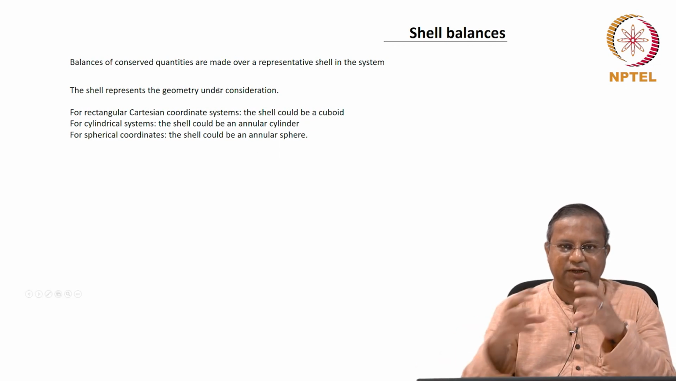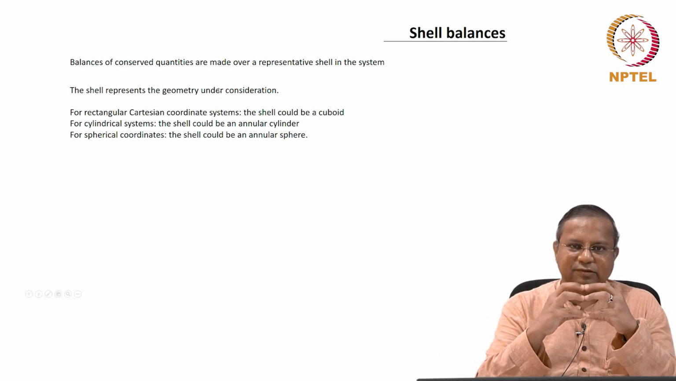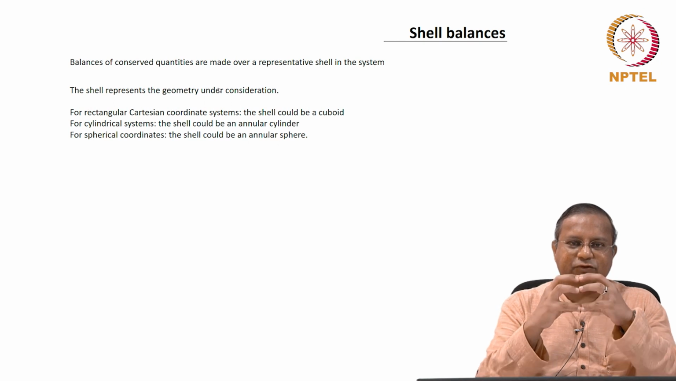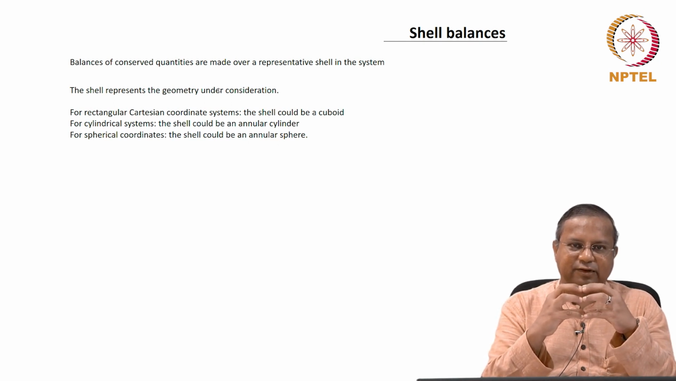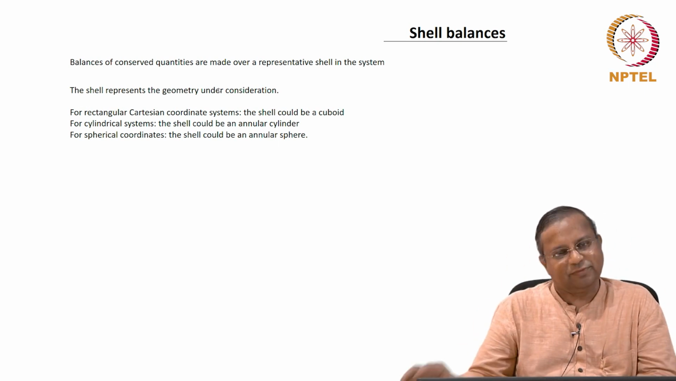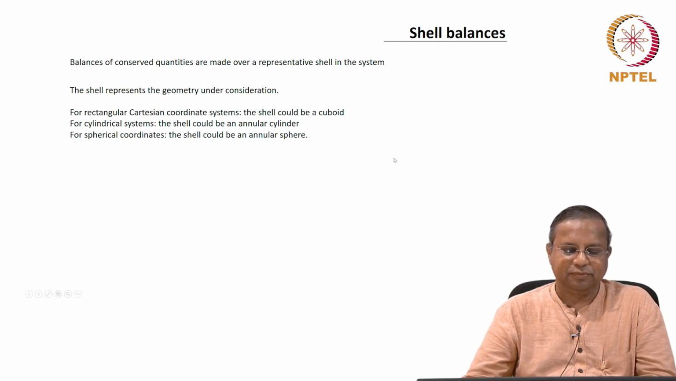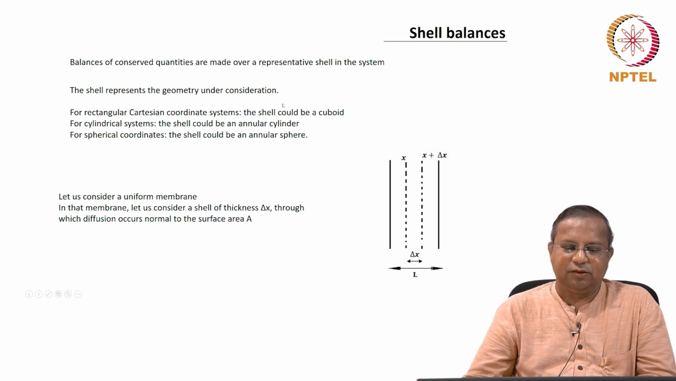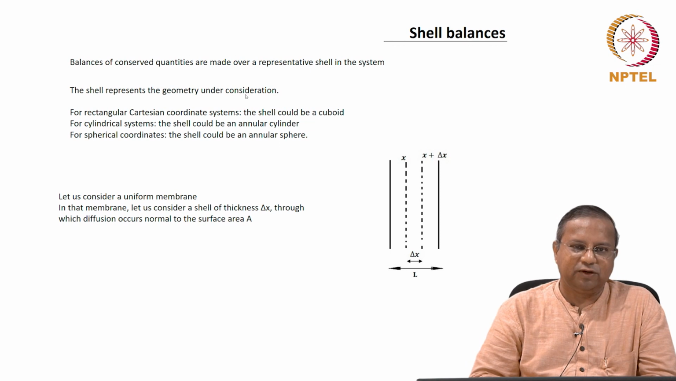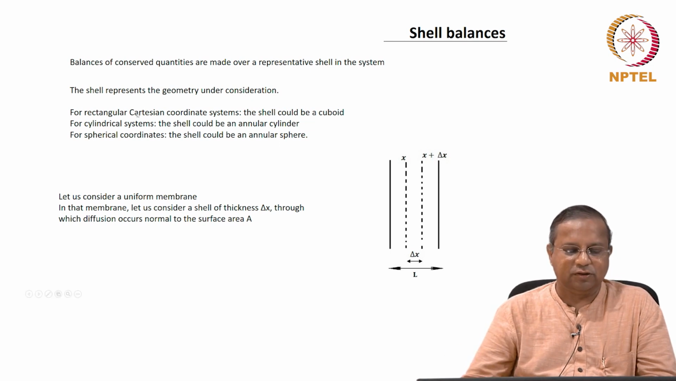So, that is the space over which we do balances, and that space is differential, and therefore, the variations are captured nicely when you do balances over that shell, and then when you integrate you get the entire picture. It is as simple as that. If the concept of a shell is not very clear, do not worry about it, it will become clearer as we go along.